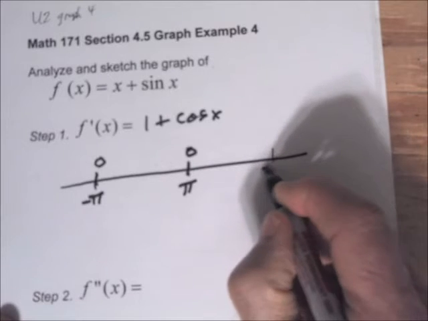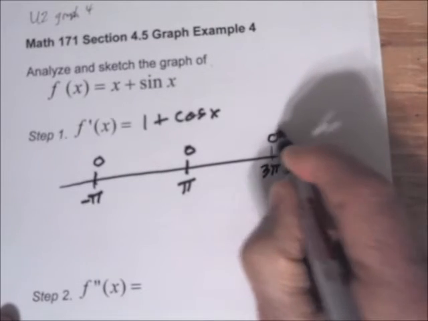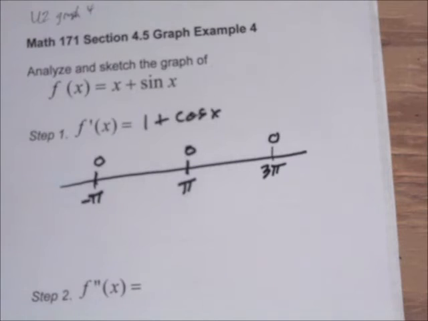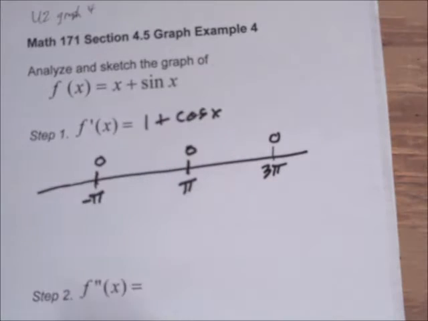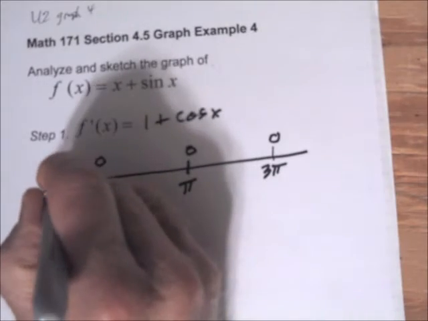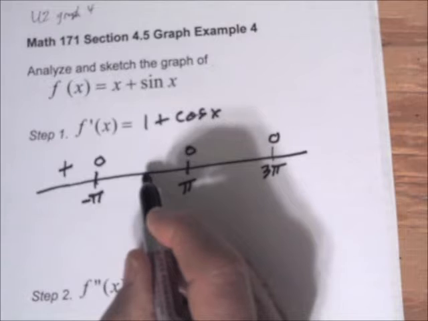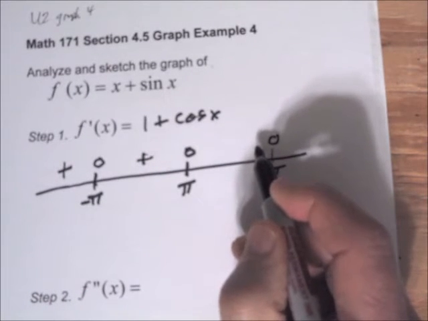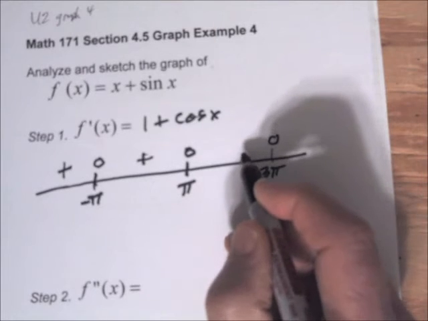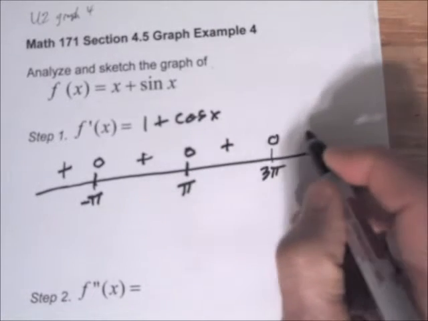Cosine of 3 pi, negative 1. Negative 1 plus 1 is 0. So the derivative is 0 at those points. If we pick points in between, let's say negative 2 pi, the cosine of negative 2 pi is 1. 1 plus 1 is 2, so that's going to be positive. Cosine of 0 is 1, so that'll be positive. Cosine of 2 pi is 1, that's going to be positive. 1 plus 1 is positive, and so forth.